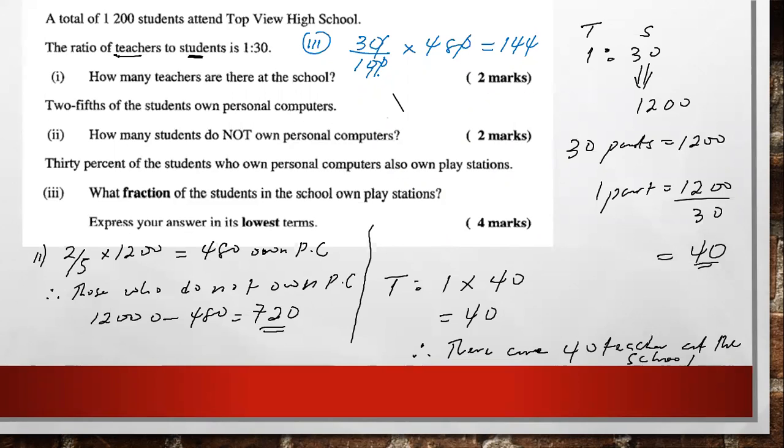So when you get the 144 now, how do I write this 144 as a fraction of the students in the school? 144 over 1,200. Now, is there any way I can break this down? They said to express your answer in the lowest terms. Divide both numbers by 12. So 12 goes into this 12 times, and 12 going into this gives 100. I'm left with 12 over 100.